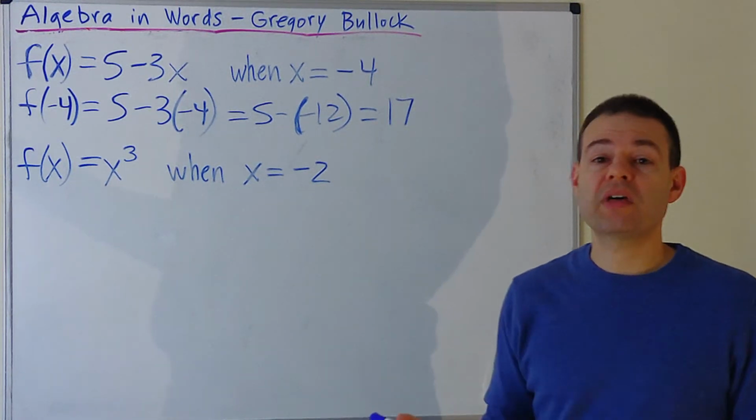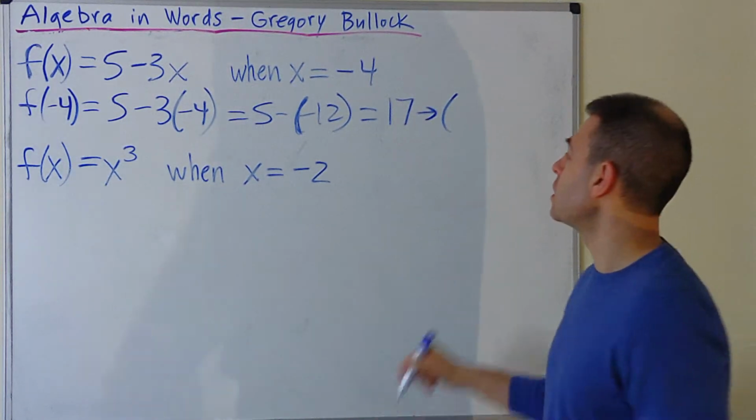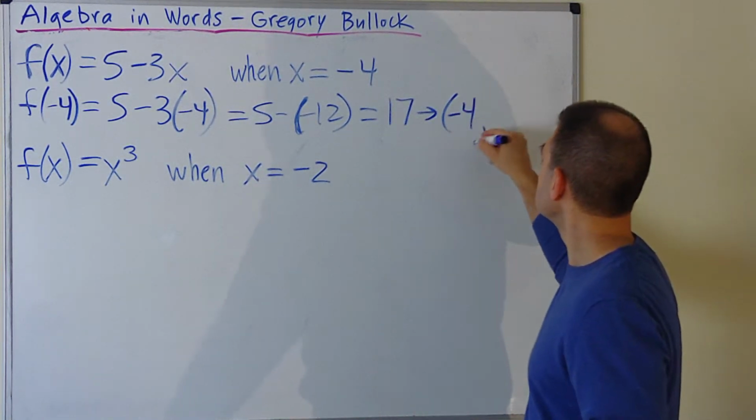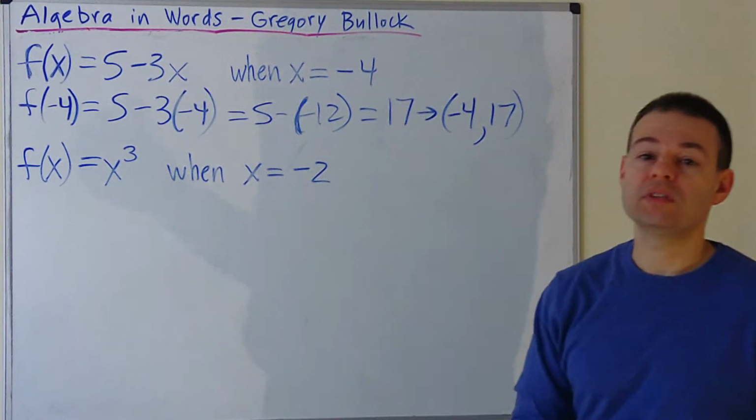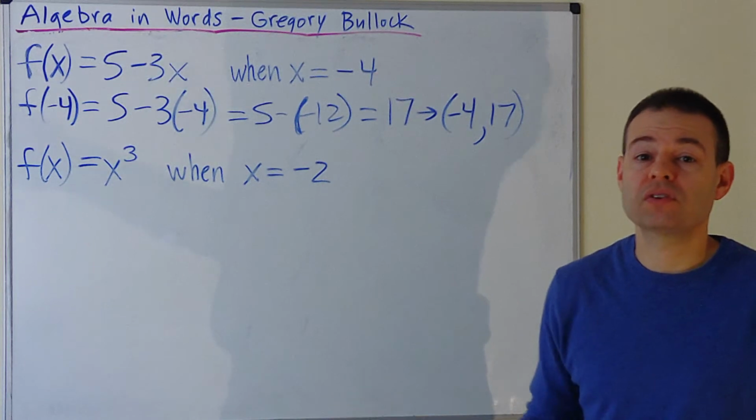If we wanted to give that in point form, we could show it like this. -4, 17, where 17 really represents the y. That's all there is to it.